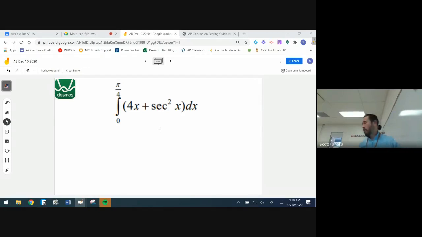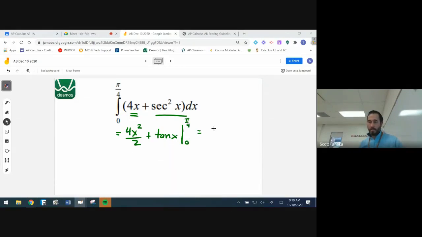All right, here we go. Well, that's not very specific. All right, here we go. Antiderivative of 4x. That's a power rule. So that would be 4x, add 1 to the exponent, but make sure you divide by it. Okay? Plus, what's the antiderivative of secant squared x? Well, the antiderivative of secant squared x is tangent x. How do I know that? Well, I know it because the derivative of tangent x is secant squared x. And then I'm going to evaluate this from 0 to pi over 4.